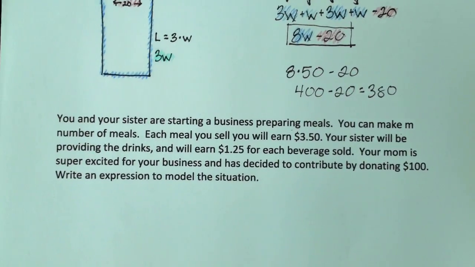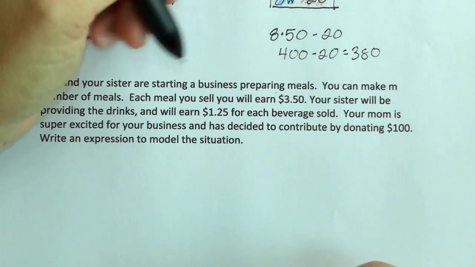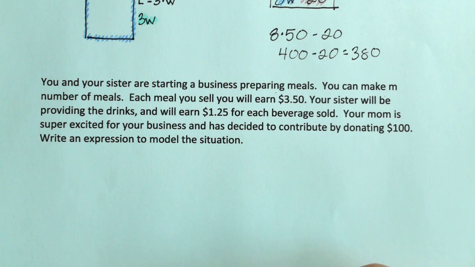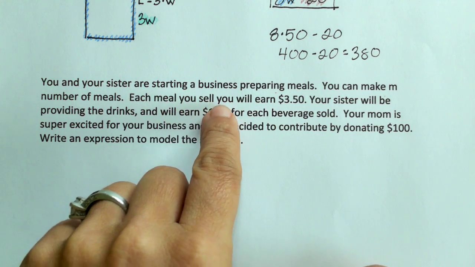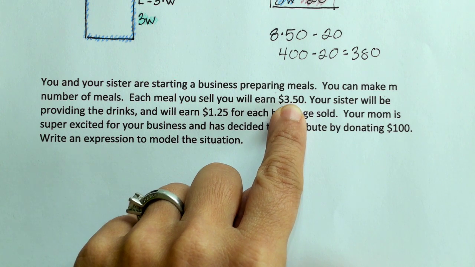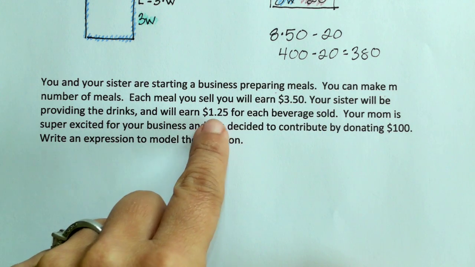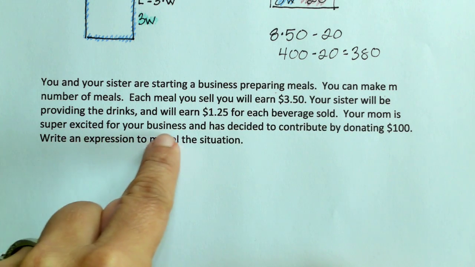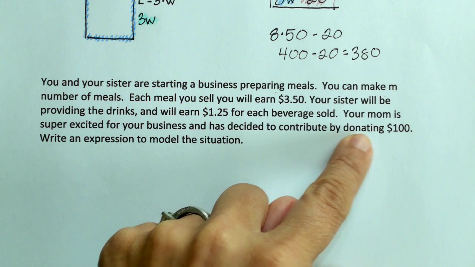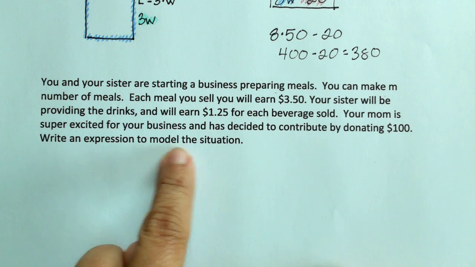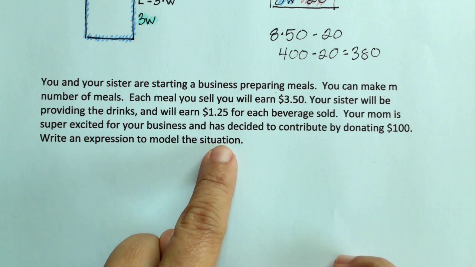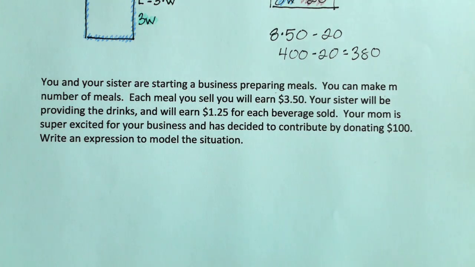Looking at question 2. Okay, you and your sister are starting a business preparing meals. You can make M number of meals. Each meal you sell, you will earn $3.50. Your sister will be providing the drinks and will earn $1.25 for each beverage sold. Your mom is super excited for the business and has decided to contribute by donating $100. Write an expression to model this situation. I might be able to add here, write an expression to model this situation to determine your profit, right? So we're going to be thinking about how can I determine profit?